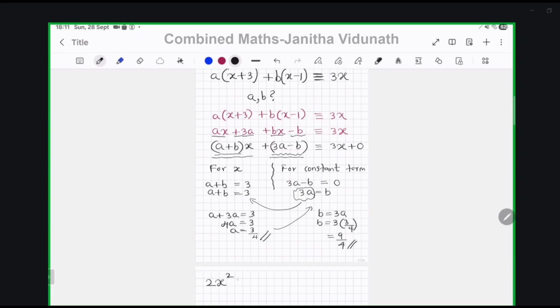2x square minus x plus k is identical to (p minus 1)x square plus qx minus 3. Try to find the values k, p, and q. After writing the previous answer, try to do this question on your own and send me the answers.